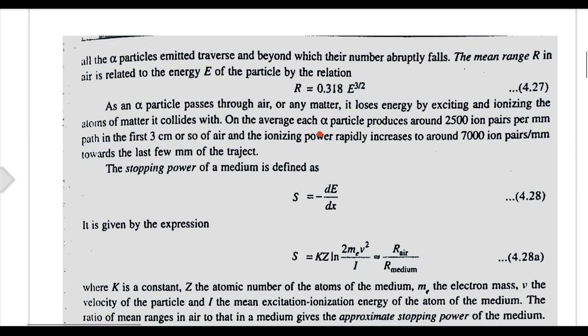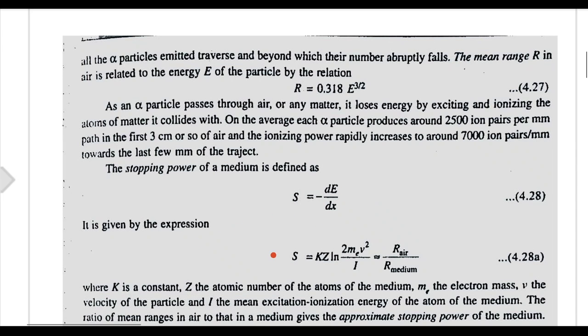On the average, each alpha particle produces around 2500 ion pairs per mm path in the first 3 centimeters or so of air, and the ionizing power rapidly increases to around 7000 ion pairs per mm towards the last few mm of the transit. The stopping power of a medium is defined as S equal to minus dE upon dx.